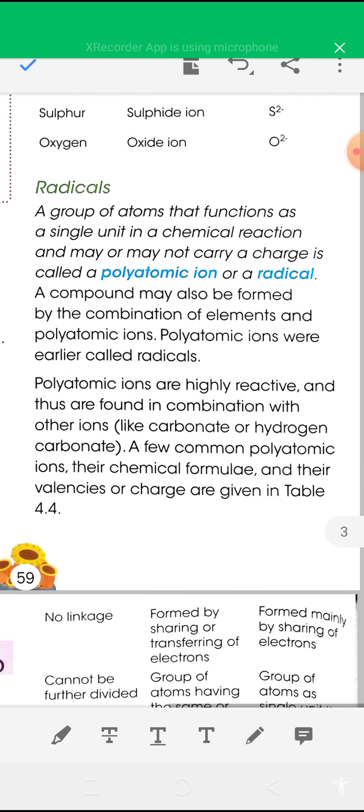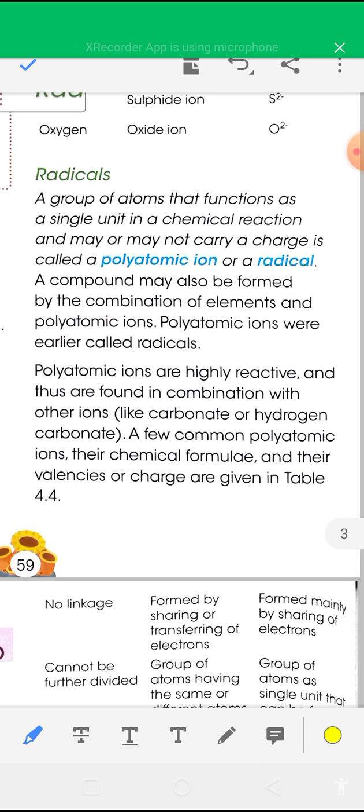Now see radical. Next topic is radical. It is like ions, but radical is a group of atoms. It is not a single atom, it is a group of atoms that function as a single unit. Radical is a group of atoms that function as a single unit in a chemical reaction, and it may or may not carry a charge.